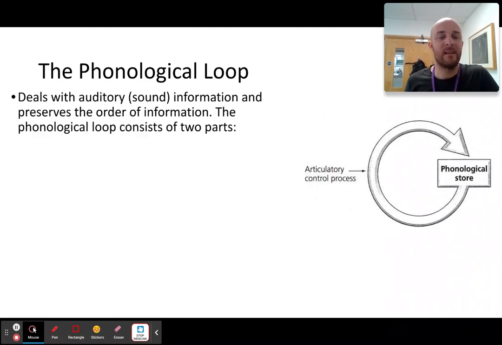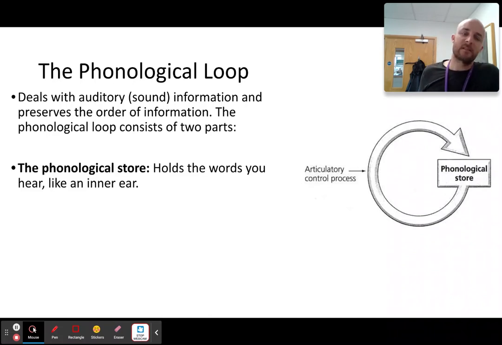So as I said, you are currently right now using, hopefully, your phonological loop to listen to the words I am saying and to put them in the same order. A big part of the phonological loop is it preserves the order of information. Just imagine how difficult it would be to pay attention to someone talking to you if your ear jumbled up the order of the words. How difficult that would be to understand.